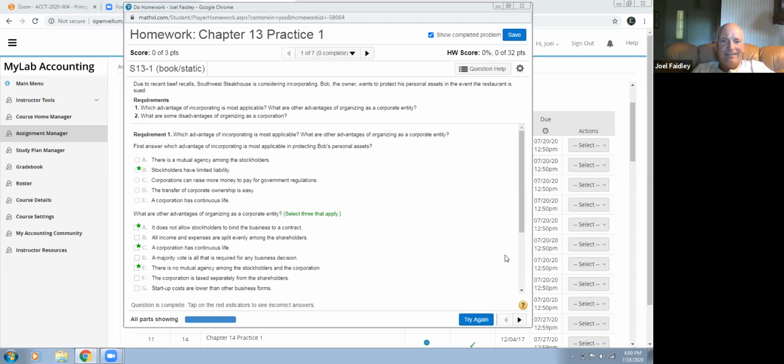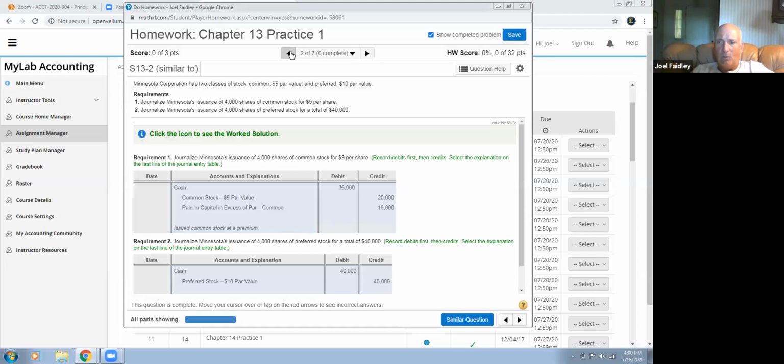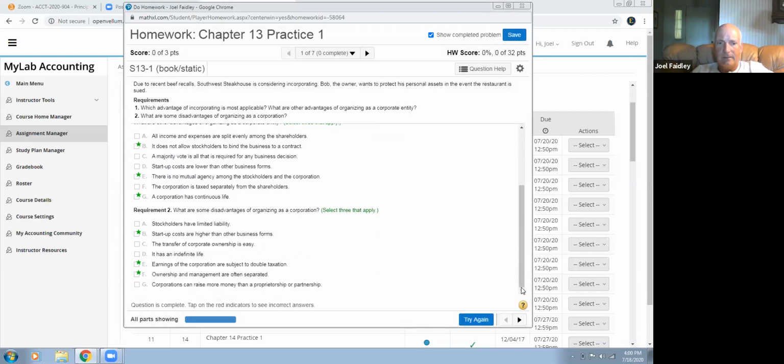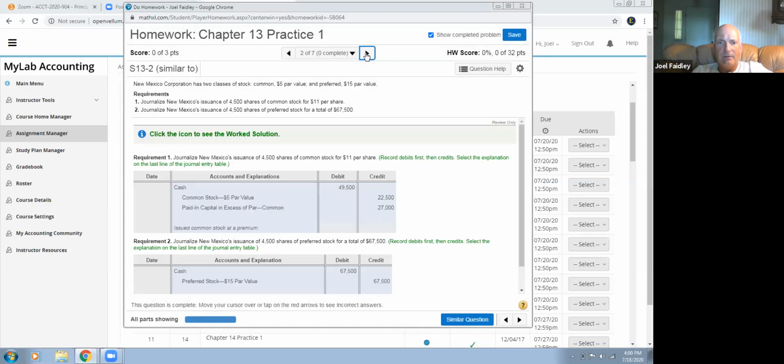So here you can read this. I don't think I need to go through this part. So let me keep going. Number 2, let me go back to number 1. It looks like there's something down here at the bottom. There it is, requirement 2. Talk about advantages and disadvantages of a corporation. You can do that on your own. You don't need me to talk about it. That's why you're in a long line class, right?